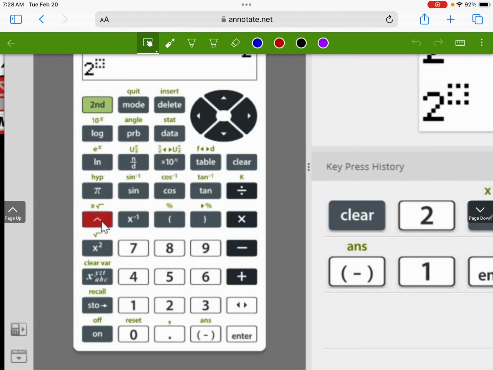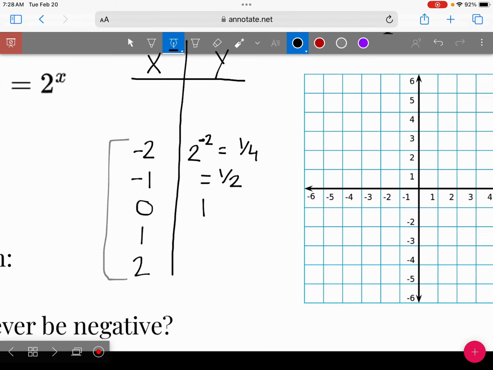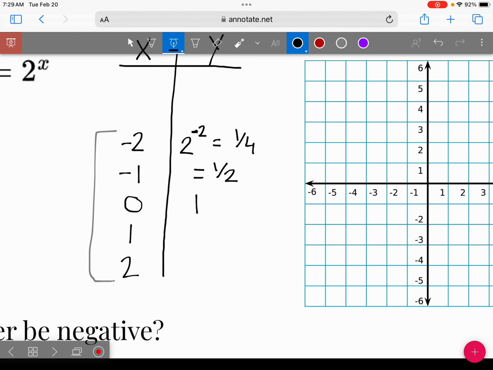The next one we're going to have is going to be 2 to the 0. What is anything raised to the power of 0? Not 0. 1. Absolutely everything. Anything raised to the power of 0 is 1. Then we have 2 to the 1st. 2 to the 1st is 2. And our bottom one here is 2 to the 2nd, or 2 squared, which is 4.